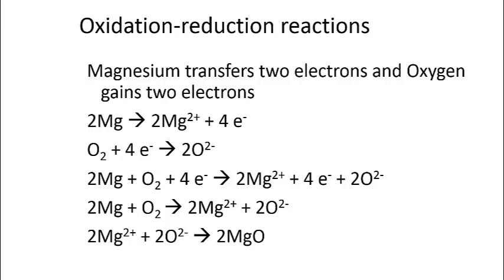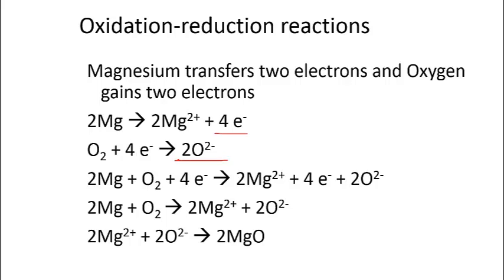Thus, we can think of this reaction as occurring in 2 steps. One in which magnesium atoms lose 4 electrons, 2 magnesium atoms, and one where oxygen gas will gain 4 electrons. So the 2 half reactions look like this. 2Mg yields 2Mg2+ plus 4 electrons. O2 plus 4 electrons yields 2 O2-.